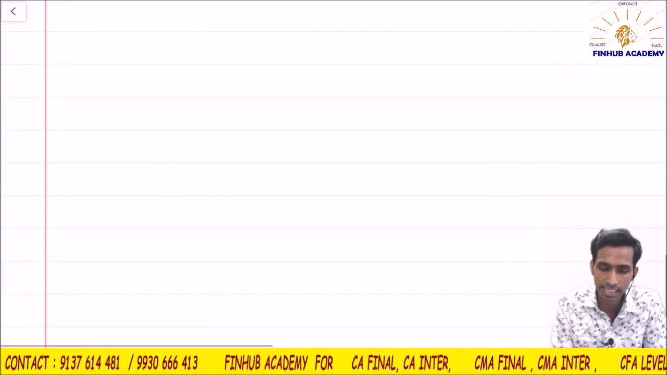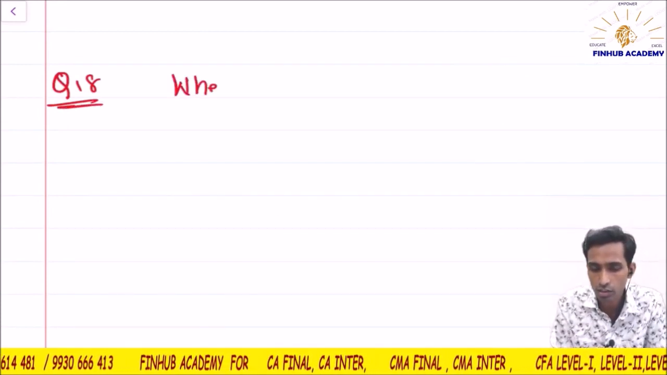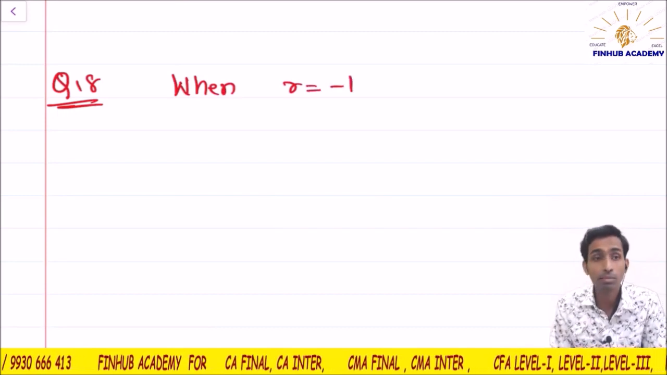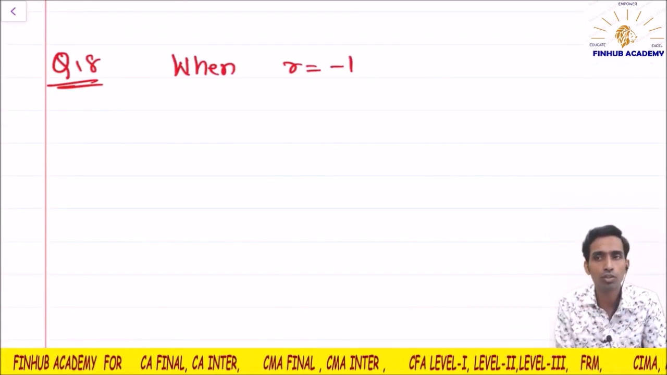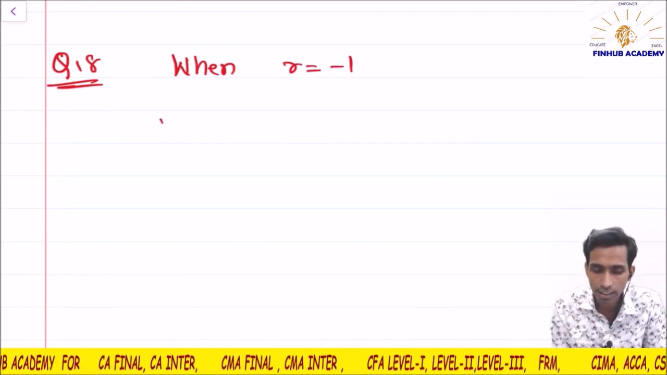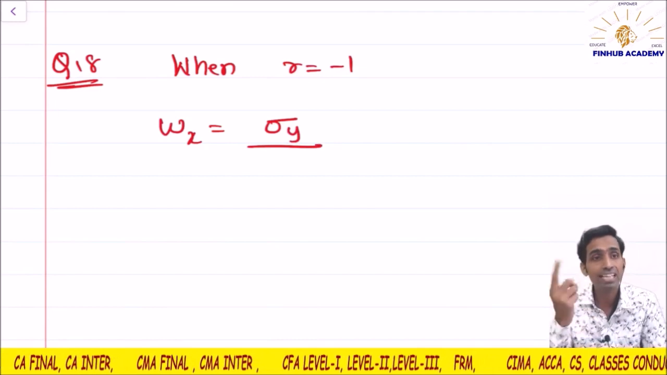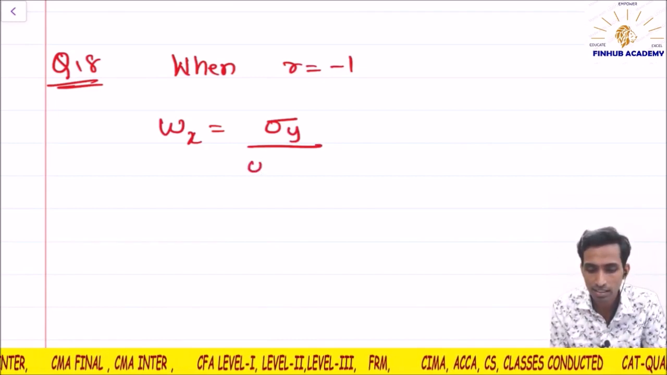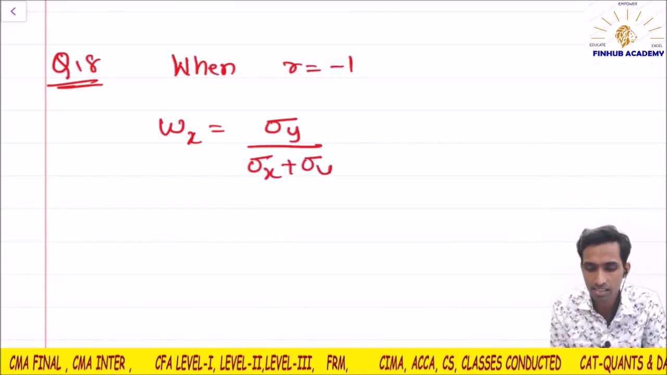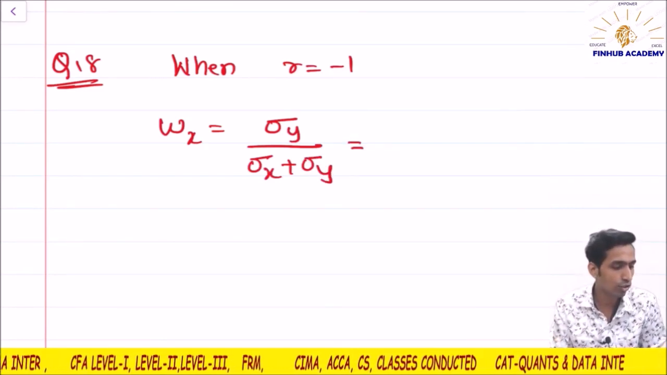Yes, question number 18. When R is equal to -1, minimum variance portfolio, what they are asking, to minimize the risk of the portfolio. So that is weight of X is equal to standard deviation of Y upon, okay, since R is -1, the denominator will be plus, yes or no? Okay, what is the standard deviation of, in fact we should use L and M.